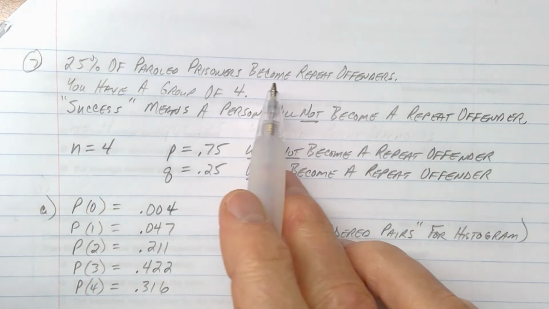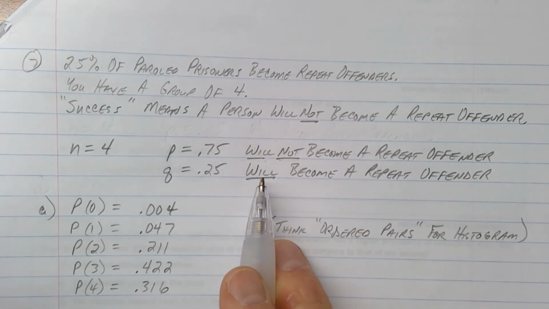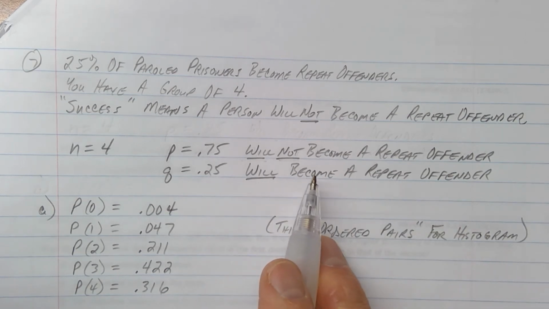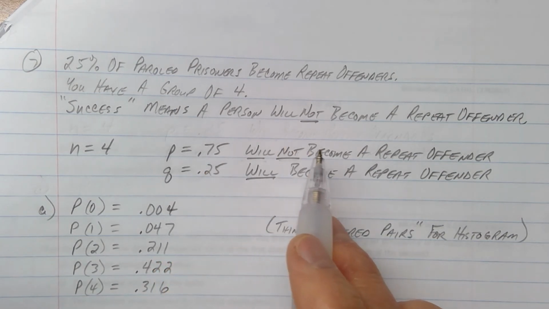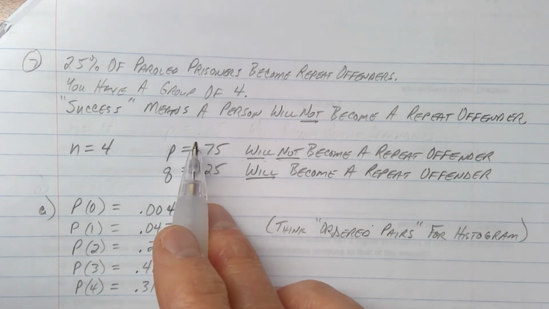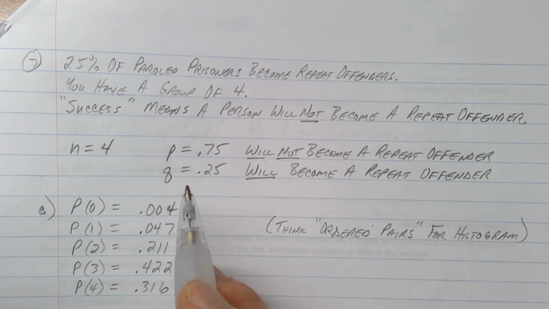If 25% become repeat offenders, then I have to look for a question that says will become a repeat offender. If it says will become, then I need to be looking in the 25% column. If it says will not become a repeat offender, then I'm in the 75% column. All right, so P and Q change places.